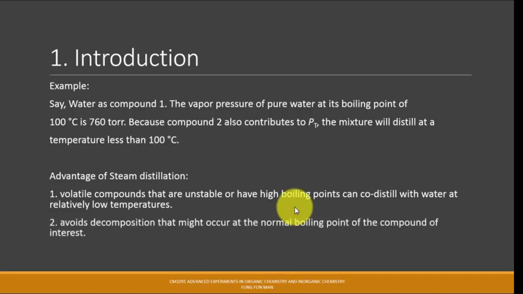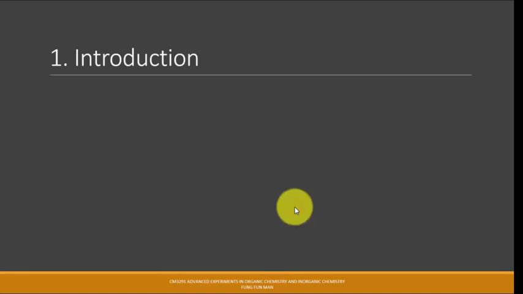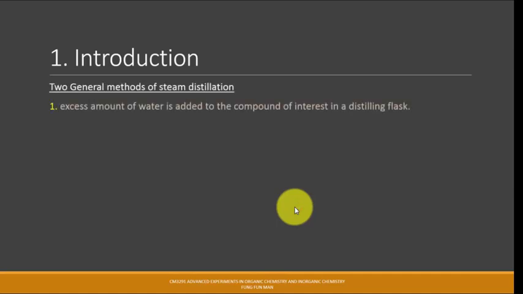Okay, so it's very useful, steam distillation. It is your first time, might be the last time doing this, so do it once, do it well. Now in general, there are two methods of steam distillation. Number one, we are using an excess amount of water with the compound of interest, in this case clove oil, and we put it into a distillation flask.